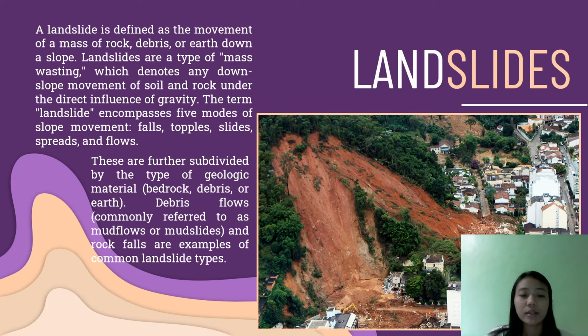Lateral spread, it is triggered by an earthquake and affects gentle slopes with less than 10 degrees inclination. And the last one is flows. It involves downslope motion of fine-grained clay, silt, and fine sand made mobile by water saturation. These are further subdivided by the type of geologic material like bedrock, debris, or earth. Debris flows, commonly referred to as mudflows or mudslides, and rock falls are examples of common landslide types.